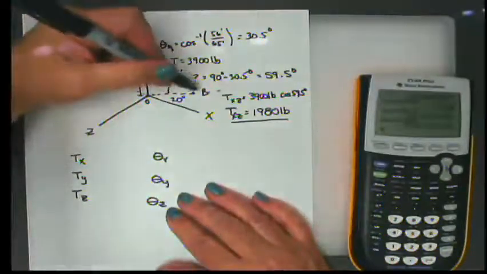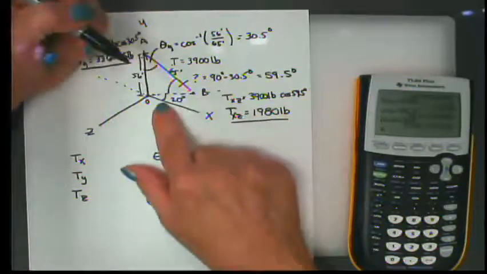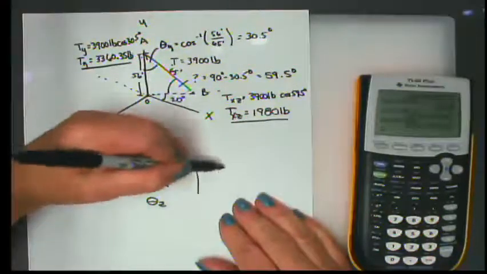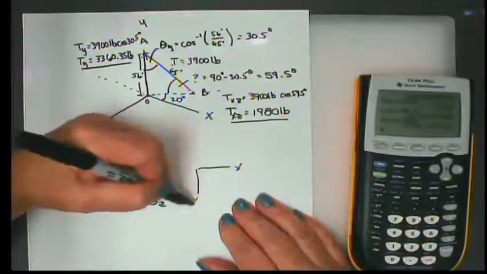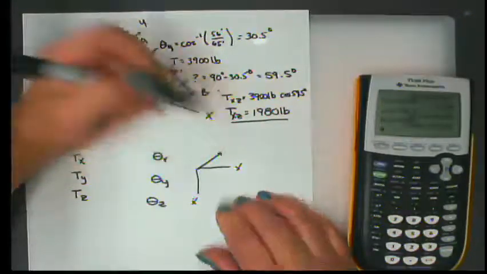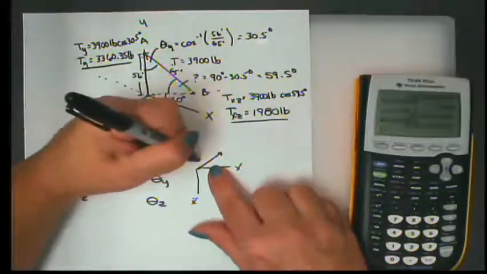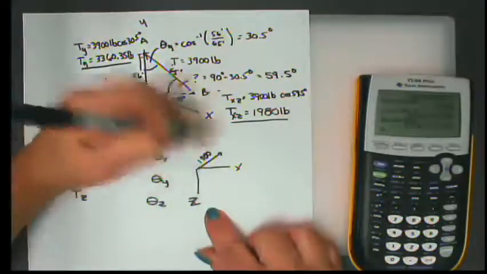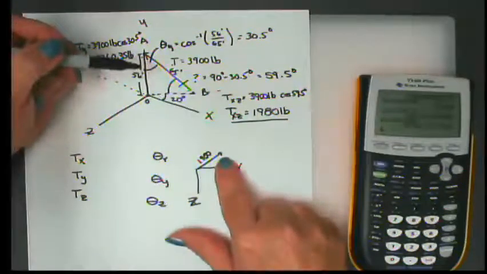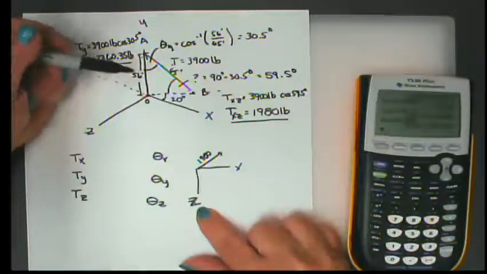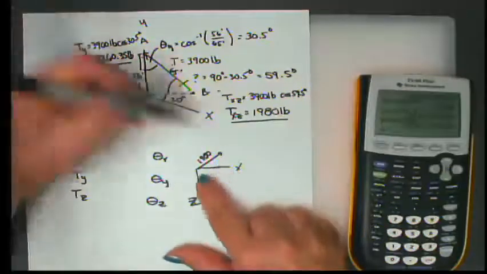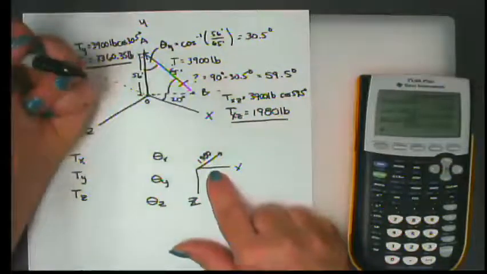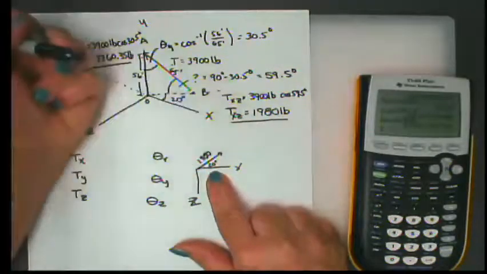Now I've got this projection, and I need to recognize that in the xz plane it's going to be a little bit different, so let's go ahead and draw this. We have this force going backward, and its magnitude is 1,980. What that means is that the direction is negative in the z sense. We're also told that this angle is 20 degrees.